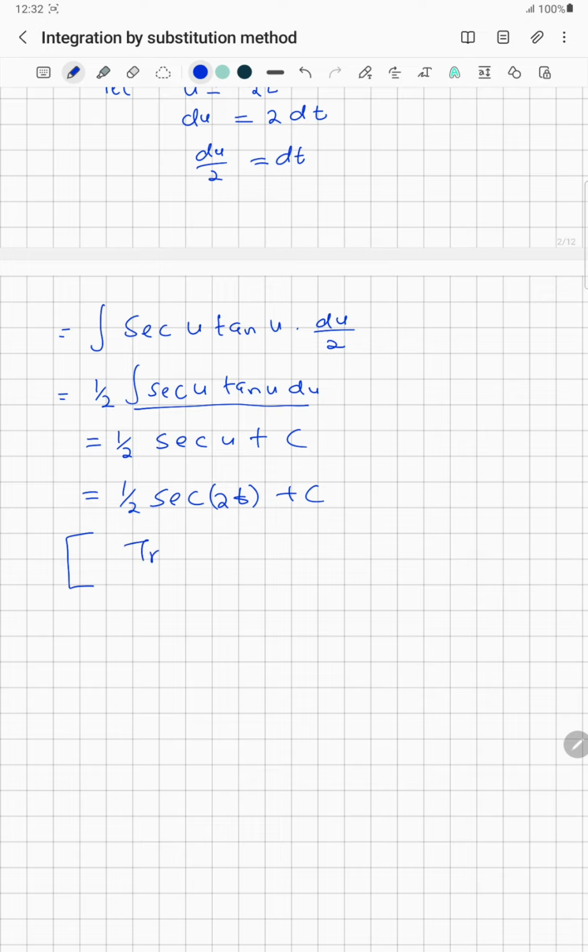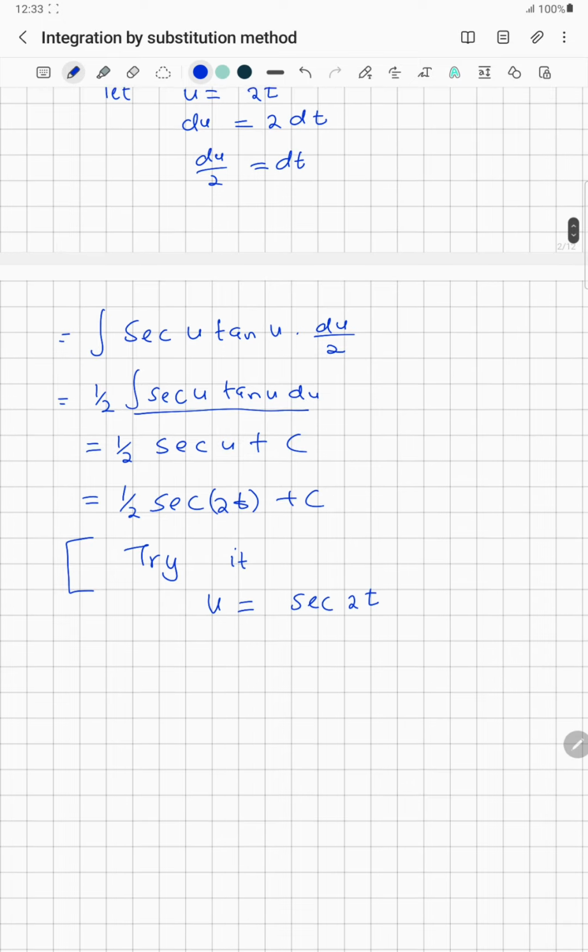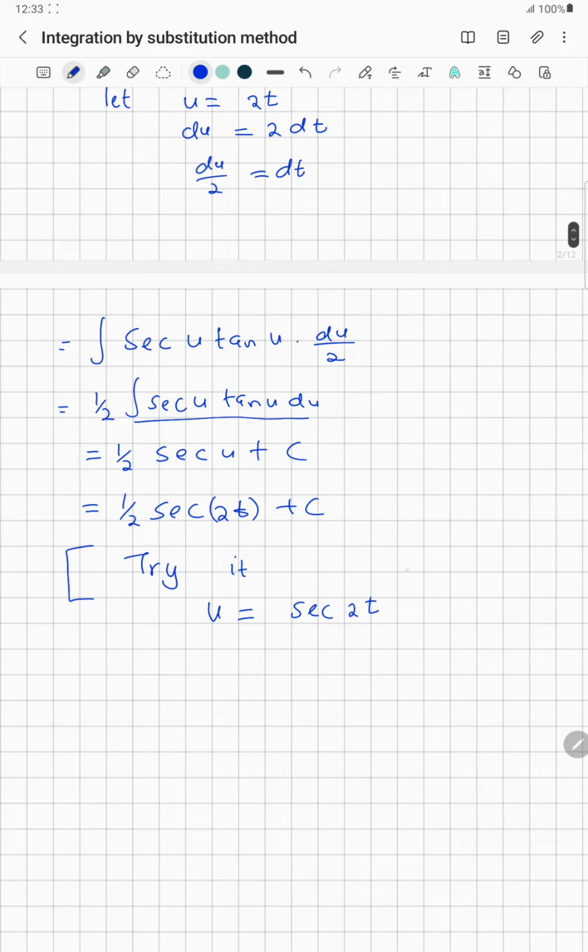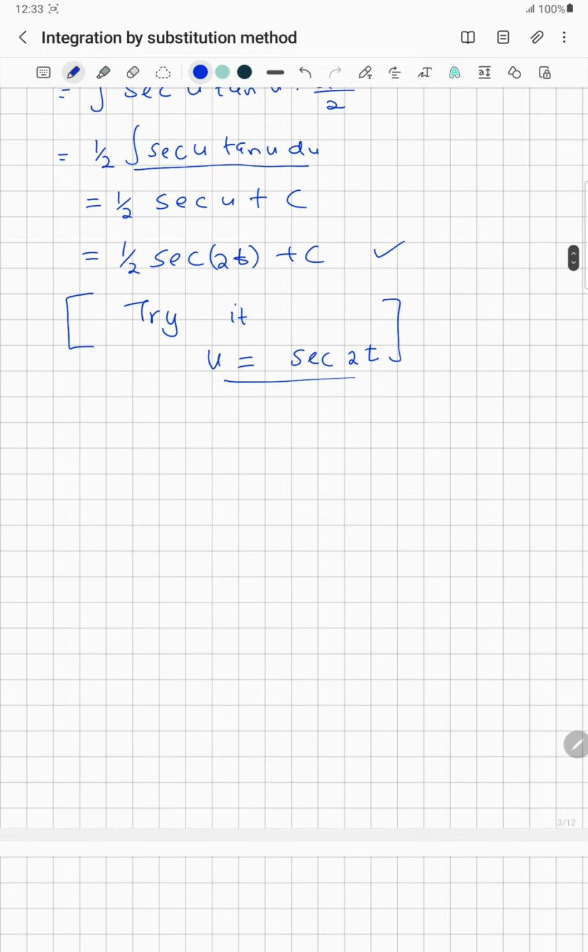Also, I said there is another way you can try. Try to substitute u equals secant 2t. You are going to arrive at this answer. So try this one. If there is any problem, you can let me know, but it will still give you the same answer.